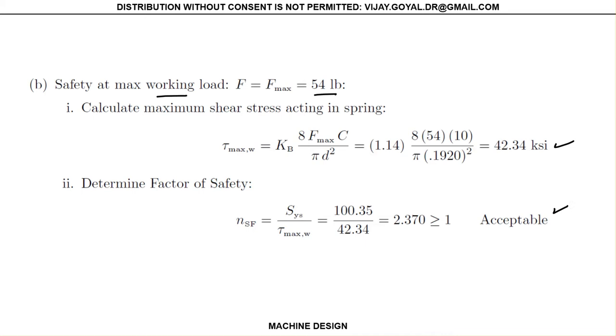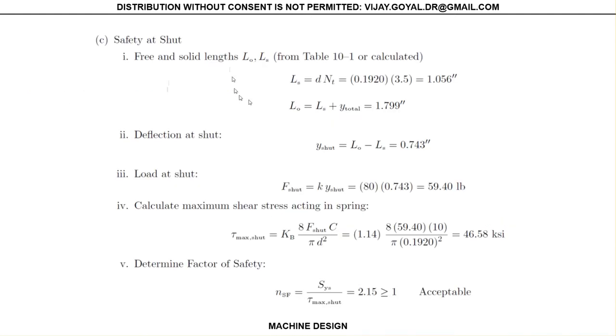So now we're going to check it at shut. What happens when I'm completely at shut? To do that, I need to find my LS. Remember, again, this is the same as Y total. This is a good external checker that you should get the same answer. So you do this, and I find this. Then with the Y shut, I can find my F shut. And with my F shut, I can find my shear stress at shut. That gives me 46.58, and this shows this is acceptable.